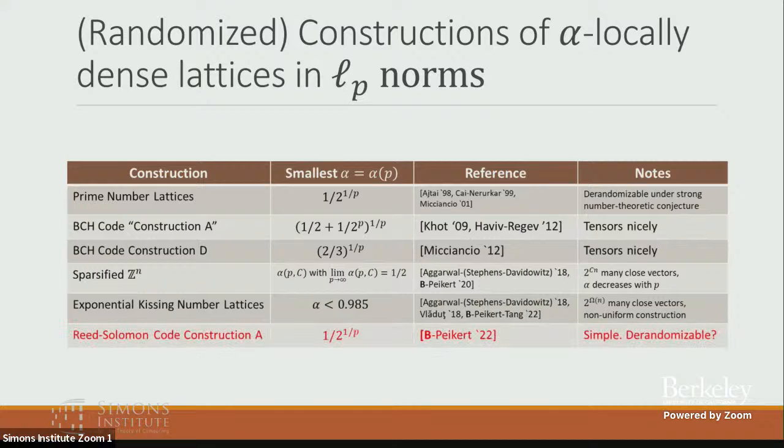So the focus of this talk is another construction based on codes, which I think is maybe the simplest of all of these, which is to use lattices constructed from Reed-Solomon codes. So it's simple and, hopefully, even more importantly, de-randomizable.